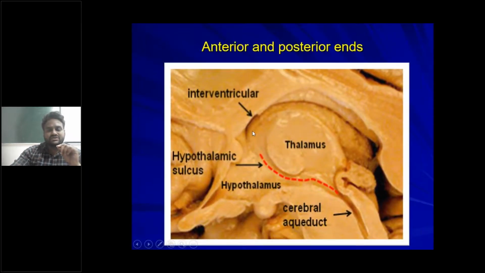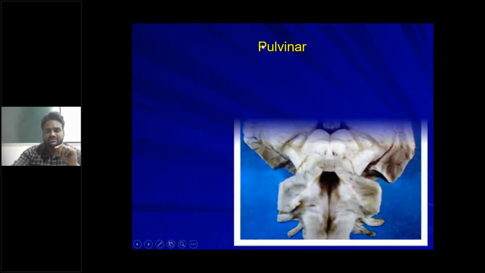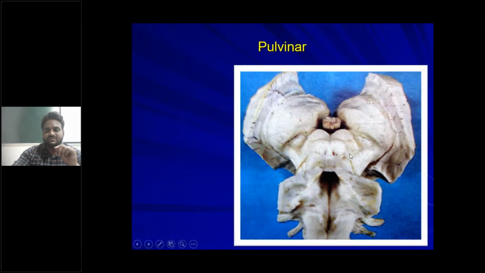In this picture, you see the two ends. This is the anterior end. This one is the posterior end. The anterior end is called the anterior tubercle, and the posterior end is the expanded part, and overhangs the geniculate bodies. What name is given for the posterior end? Pulvinar. Very good. The posterior end is called pulvinar. In this picture, we can see.